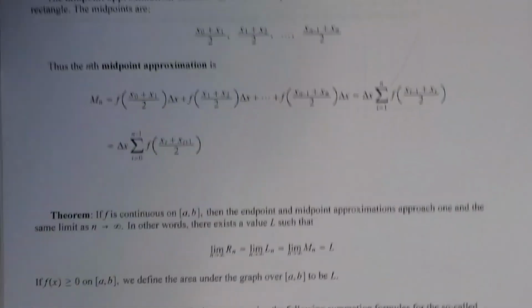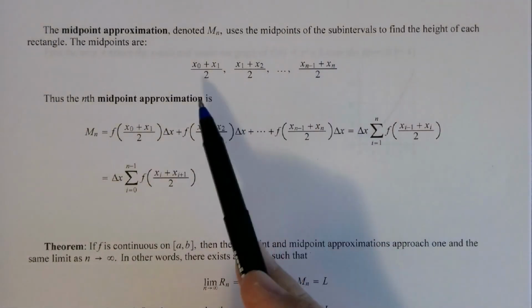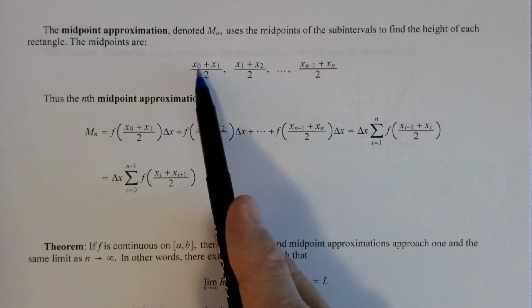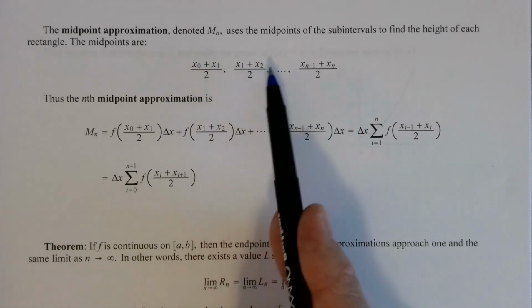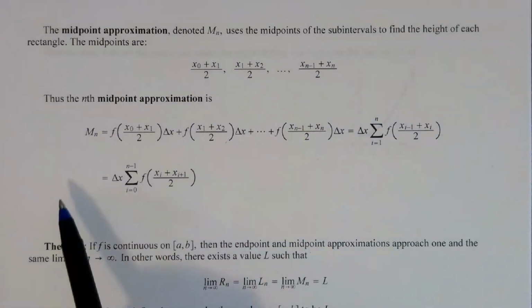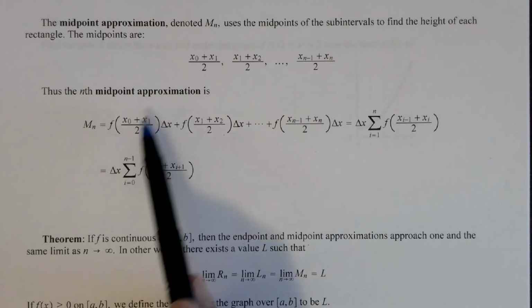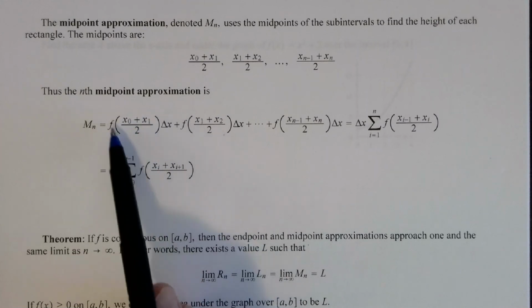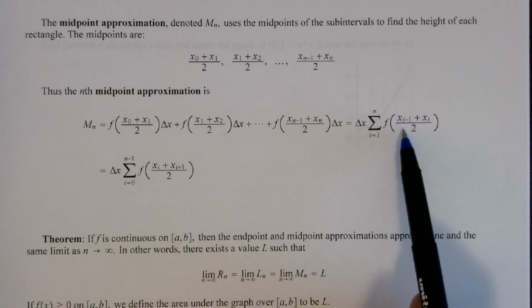Real quick, midpoint rule. It's a little more complicated. For the midpoint rule, the midpoints of the subintervals are found by adding the left and right hand endpoints and dividing by 2. Right? That's going to get midway in between those two. And then the first and second for the second interval, and so on. Okay. And then the nth midpoint approximation is going to be this, right? f of this, right, first midpoint times delta x. So this will be the height of the rectangle. This will be the width. For the second rectangle, this is the height, this is the width, and so on.